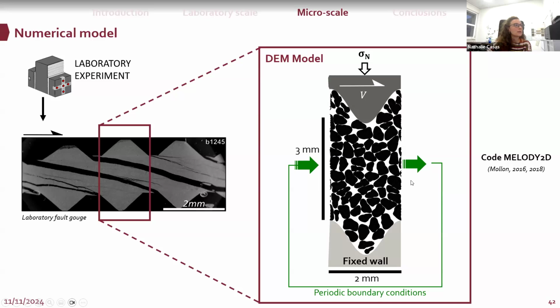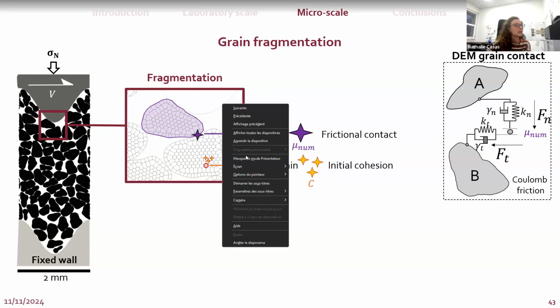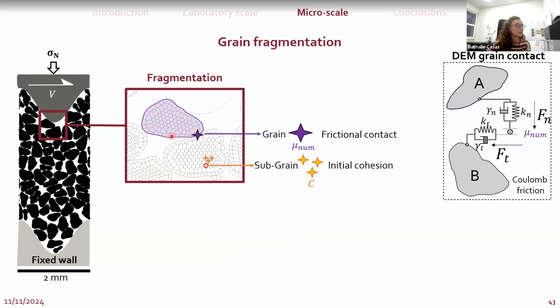But this time we added fragmentation within these models. Basically, all the big grains that you see here are first discretized into a certain amount of subgrains that are initially glued together. Once the effort applied on one big grain is higher than the initial cohesion, the subgrains will be progressively able to break and represent the grain fragmentation that we have. Then all the contacts follow the standard discrete element contacts, the same as the first model.